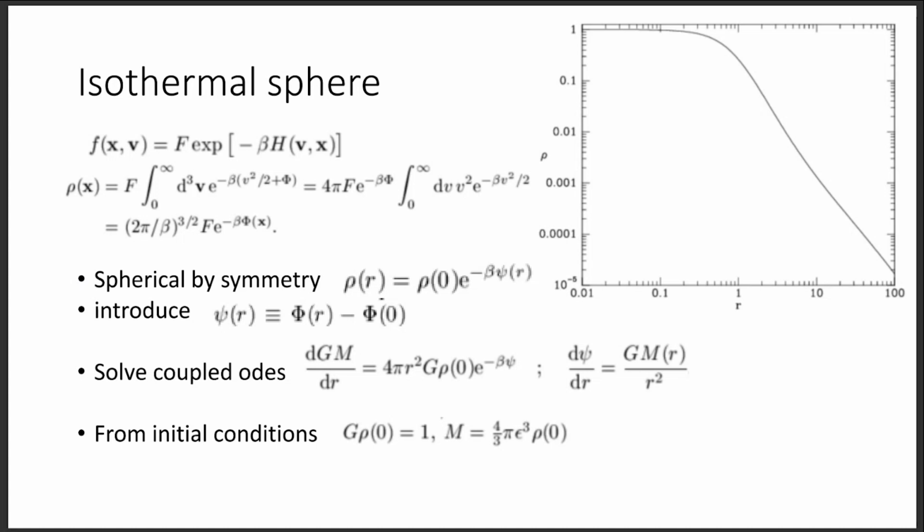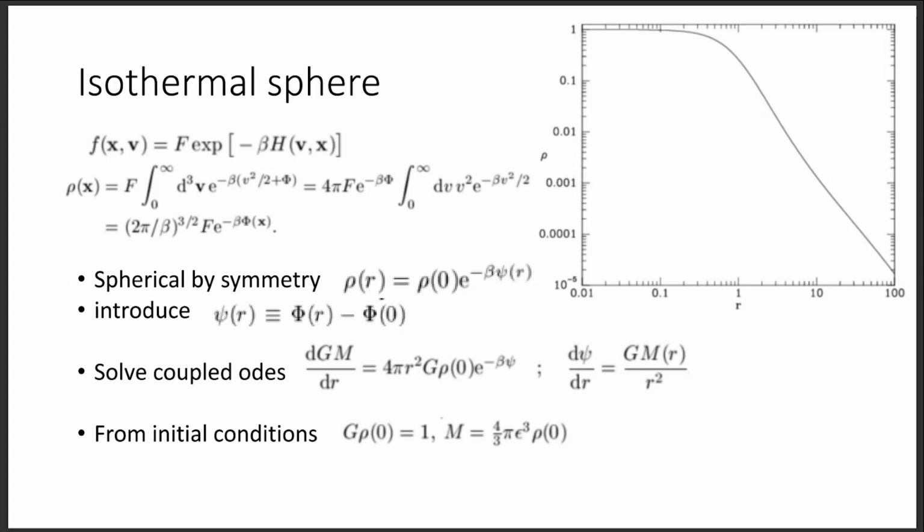The density at x is going to be the integral of the distribution function over velocity, and this is an integral we can do, right? The nice structure of the exponential allows me to take the e to the minus beta phi spatial part out of the integral, do this integral, which is elementary, and we end up with the conclusion that the density is proportional to e to the minus beta times the potential. We don't yet know what the potential is, so we're not yet there.